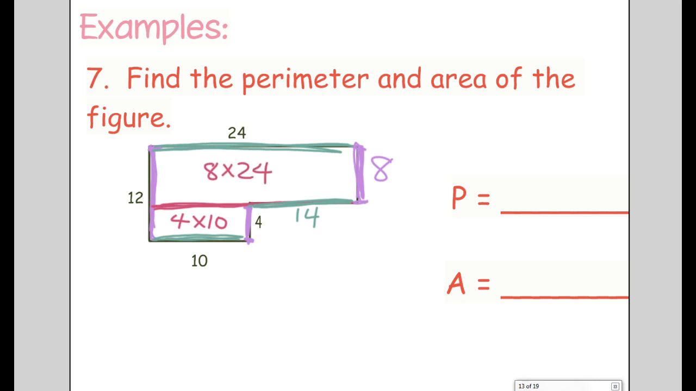What are the measurements? What are the measurements like this? We don't have units. When there are no units, you don't have to put units.